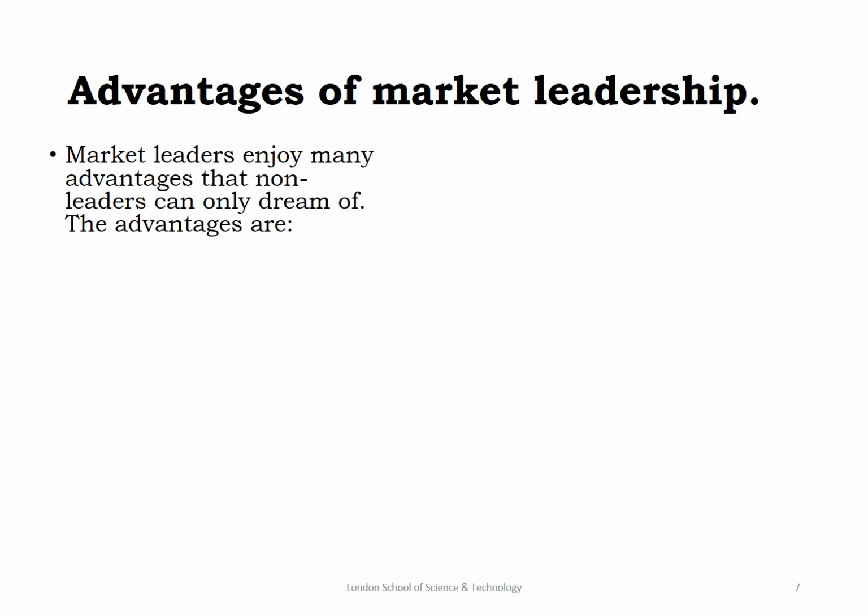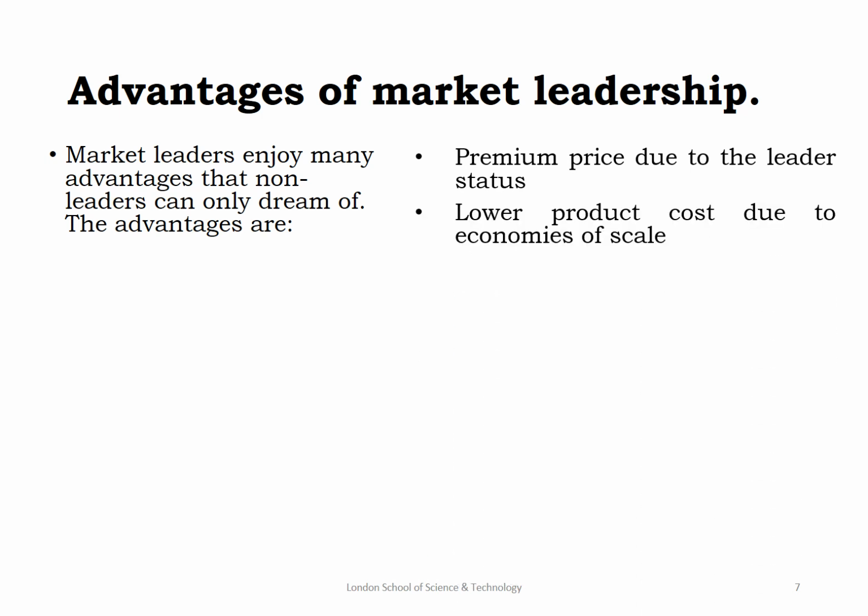Advantages of market leadership. They can enjoy many advantages, including premium price due to the leader status, and lower product cost due to economies of scale because they're selling more, especially if you look at the iPhone. They manufacture their iPhones in China, and it is said that the average cost of a new iPhone is around £20, and they sell it for near £1,000.